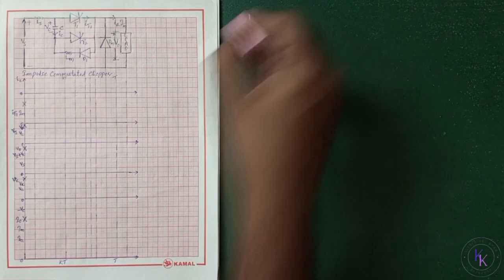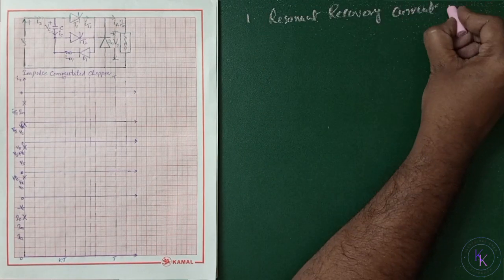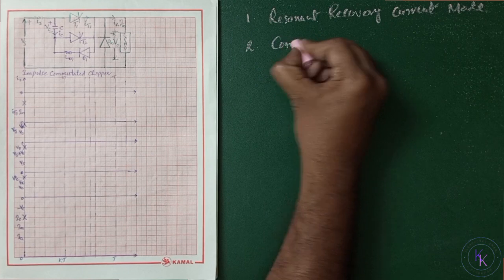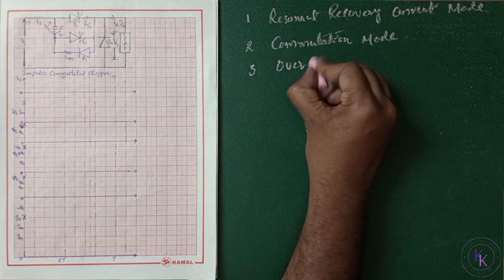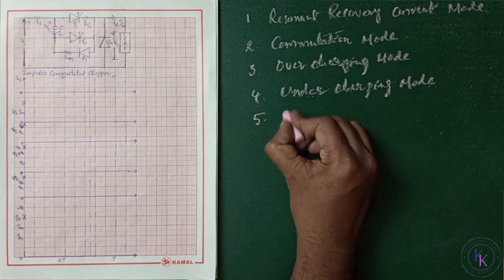Mode 1 is resonant recovery current mode. Second mode is commutation mode. Third mode is overcharging mode. Fourth mode, undercharging mode. Fifth one, freewheeling mode.